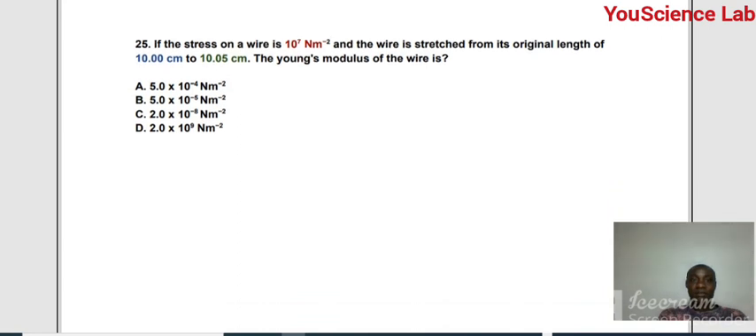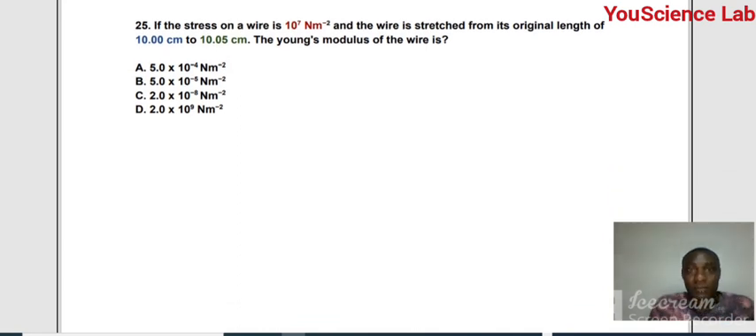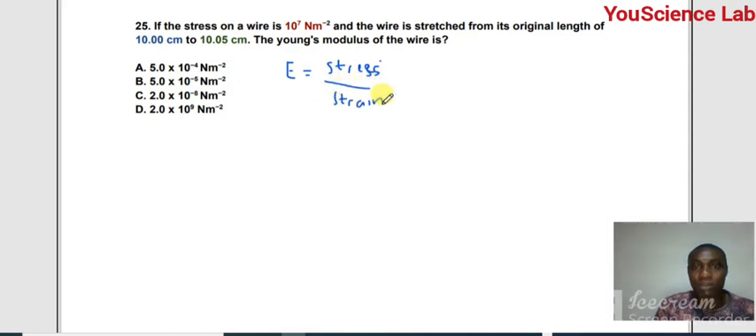25. If the stress on the wire is 10 raised to the power 7 Newton per meter squared, and the wire is stretched from its original length of 10.00 cm to 10.05 cm, the Young's modulus is... We know that Young's modulus is equal to stress divided by strain, and we have already been given the stress to be 10 raised to the power 7. So we have to calculate the strain.